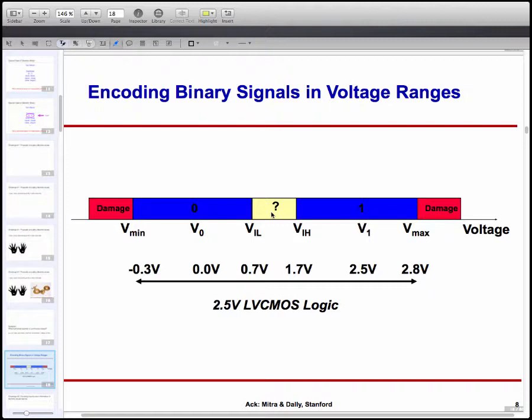The numbers below show a typical example of values coming from a particular semiconductor technology, something called 2.5 volt LVCMOS logic. In this one, values between 1.7 and 2.5 volts are treated as logic 1. Values between 0.0 and 0.7 are treated as logic 0. And in between is treated as no man's land. We'll see the reason behind that very shortly.